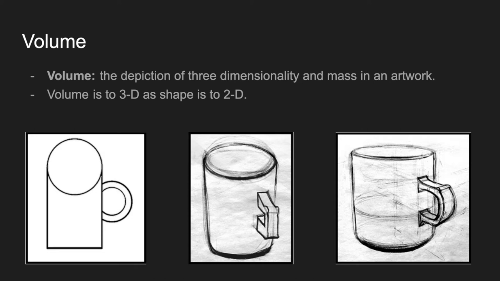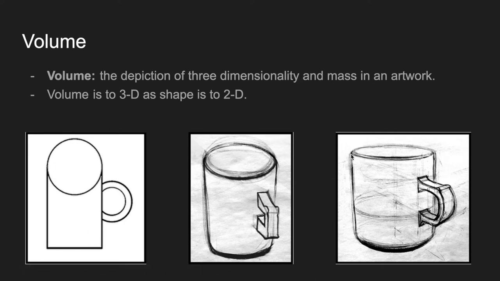You can see in these three examples of a hand-drawn cup that one has no volume at all, looks completely flat. The other has the appearance of the most volume. Okay, so this cup is the least realistic. You can see that it's got circles and kind of a square. It looks like you're looking down at a cup and at the side at the same time.